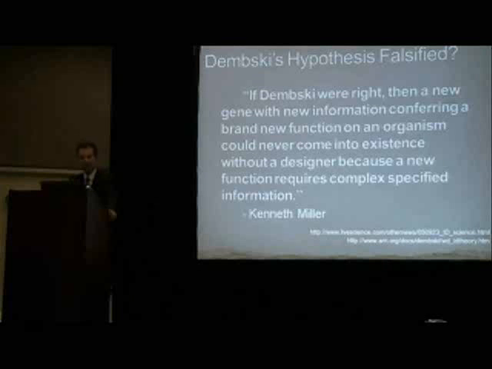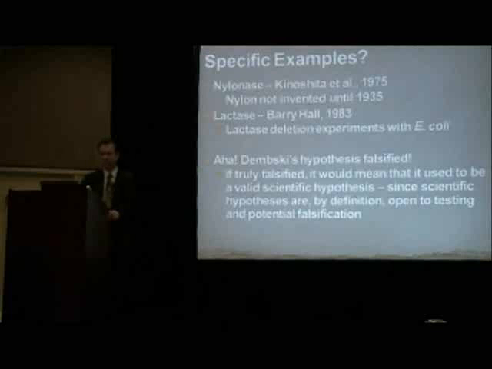If Dembski were right, then a new gene with a new information system conferring a brand new function on an organism could never come into existence without a designer, because a new function requires complex specified information. This is Kenneth Miller's argument again. So are there any examples where random mutation combined with natural selection actually produces complex specified information of the level Dembski is talking about? Yes, there are.